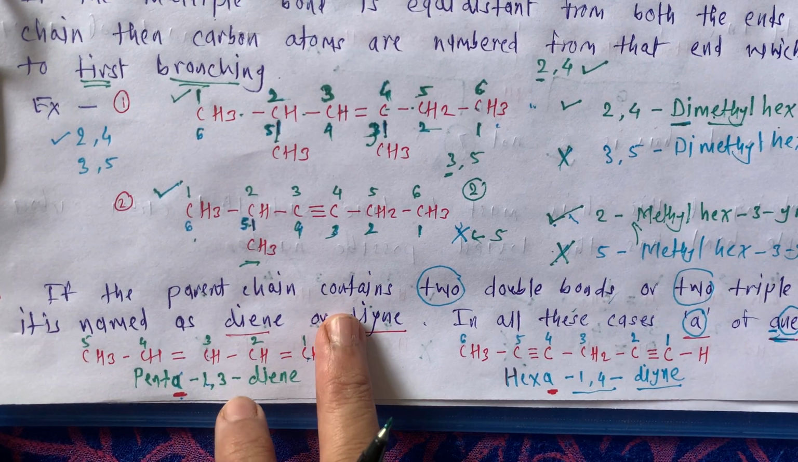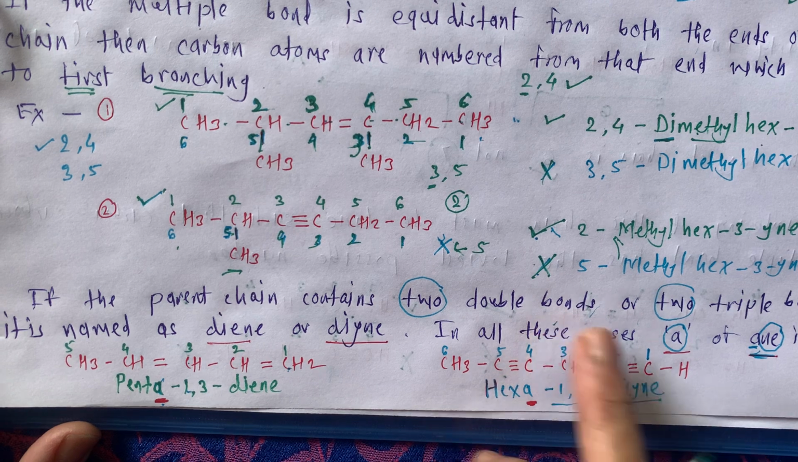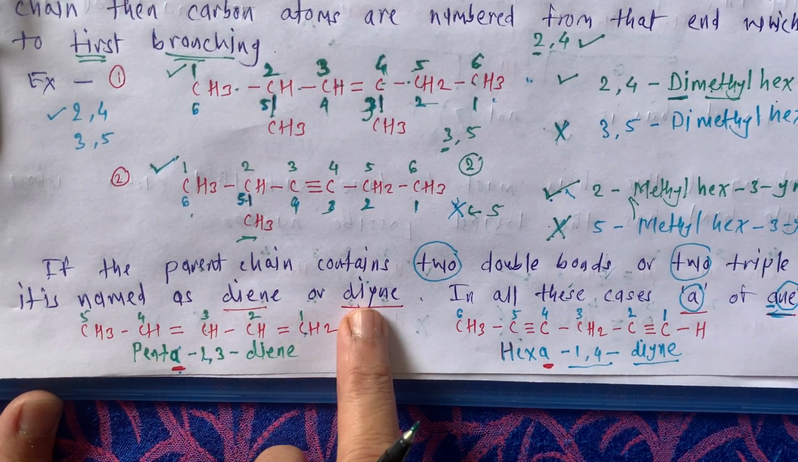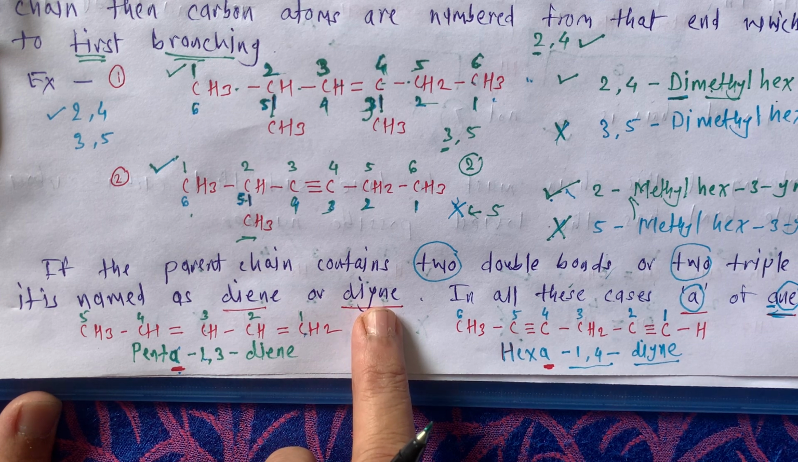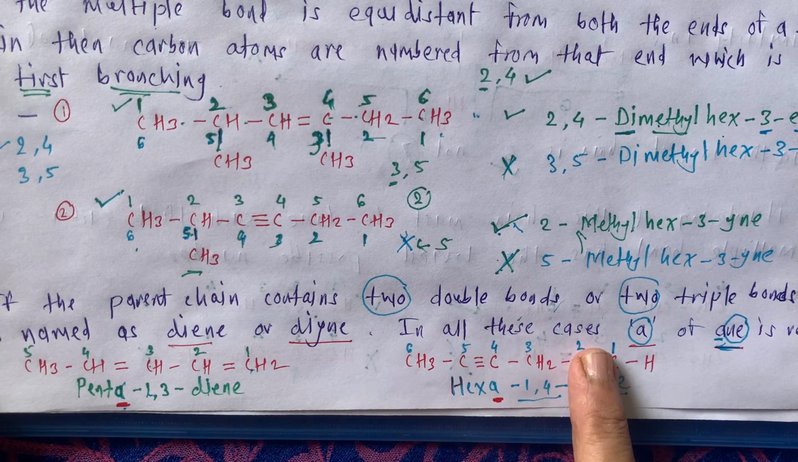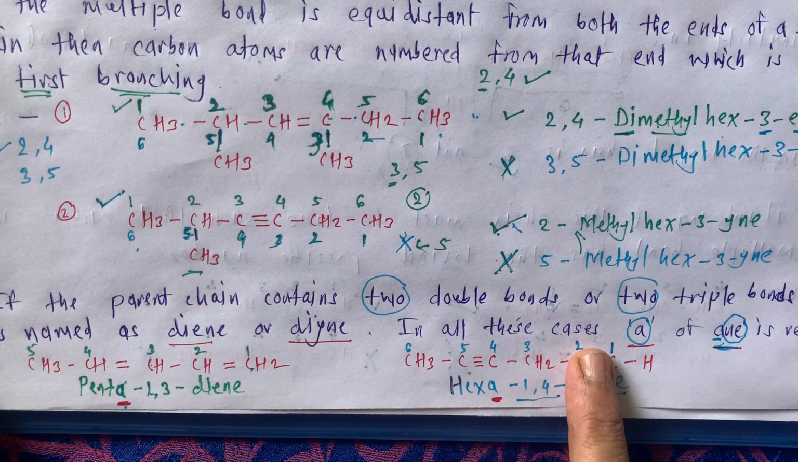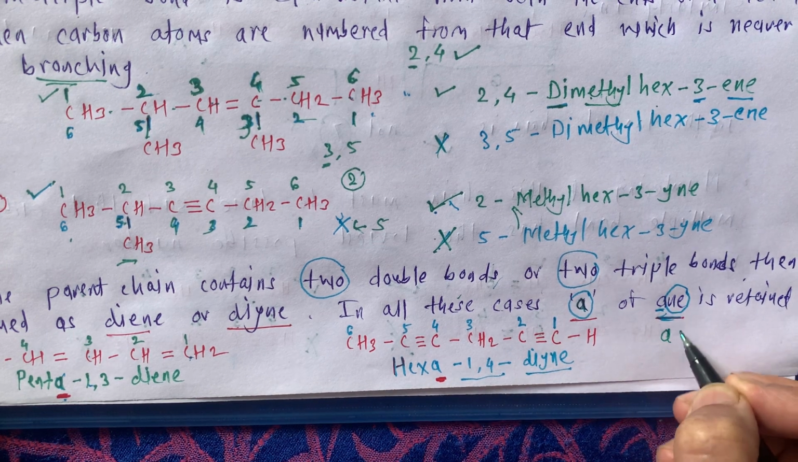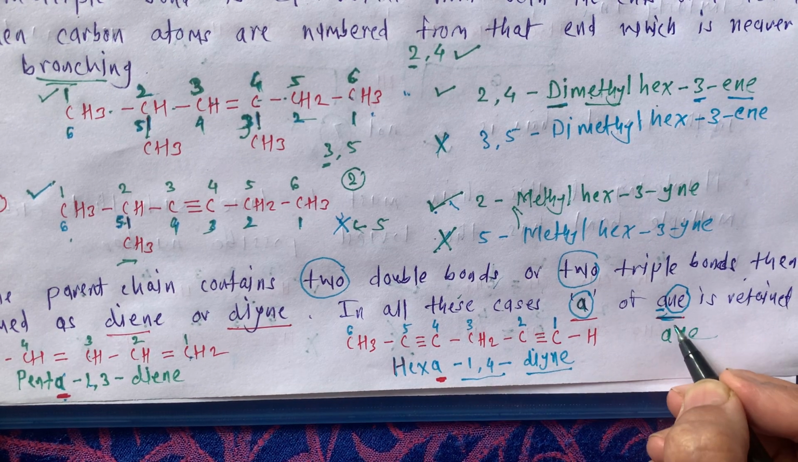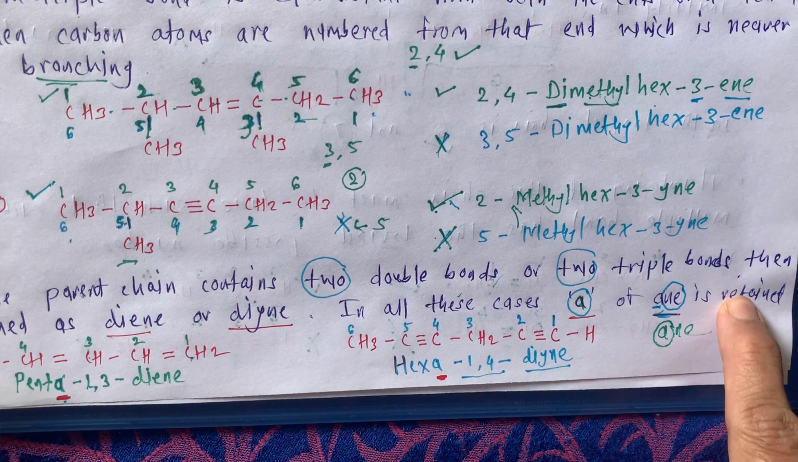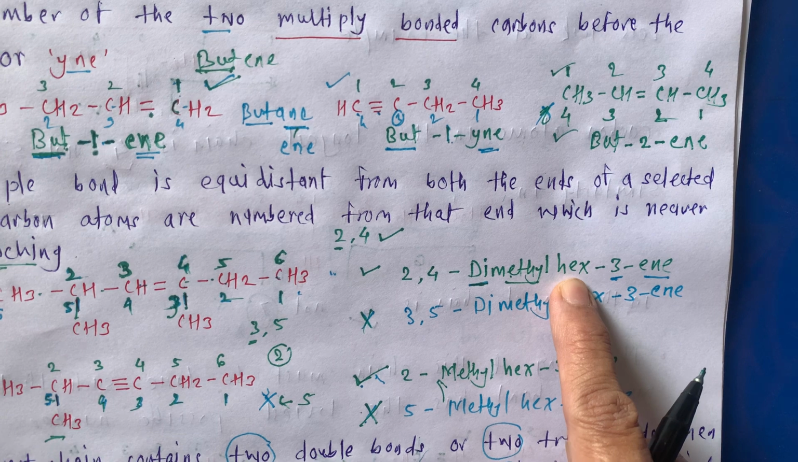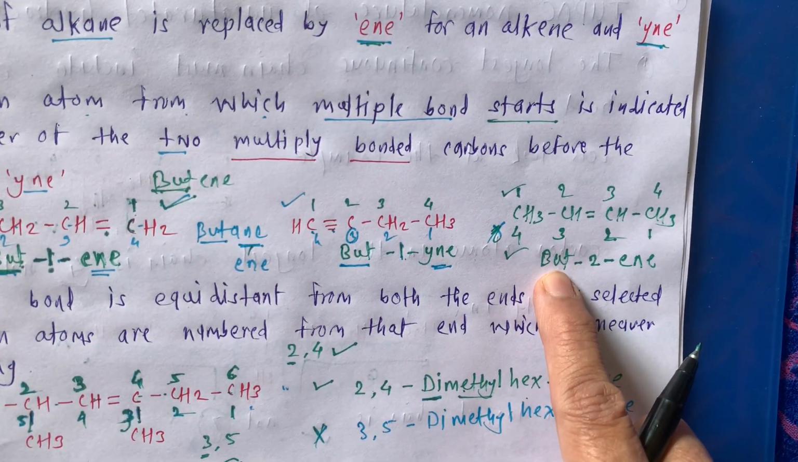If the parent chain contains 2 double bonds or 2 triple bonds, then it is named as diene or diyne. In all these cases, the A of ANE is retained. Here, see, we just write hex, not hexa. Here we write but, not buta.